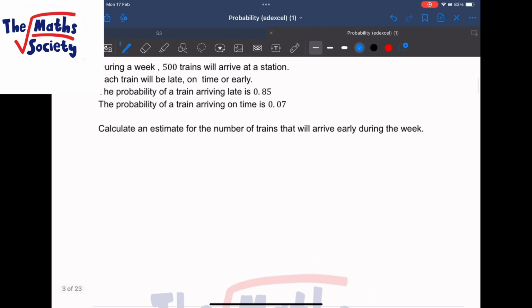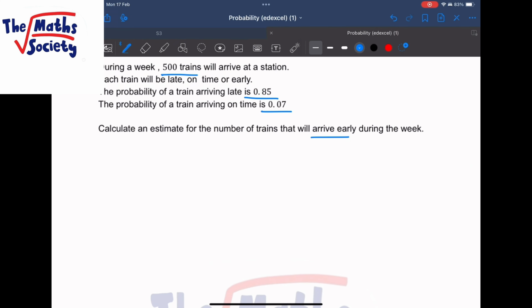It says that during a week, 500 trains will arrive at a station. Each train will be late, on time, or early. The probability of a train arriving late is 0.85. The probability of a train arriving on time is 0.07. So calculate an estimate of the number of trains that will arrive early during the week.